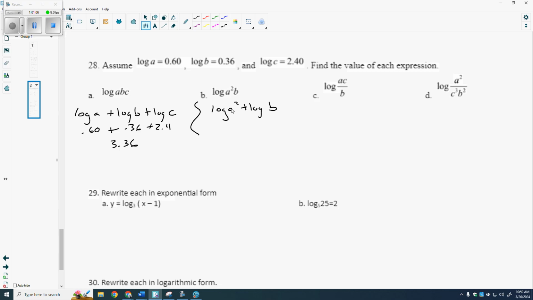I don't know what A squared is, so I have to get the 2 in front. And now I know what these are. Log of A, 0.6. So 2 times 0.6 is 1.2. Log of B, 0.36. Add them together, and I get 1.56. Repeat, hit pause.